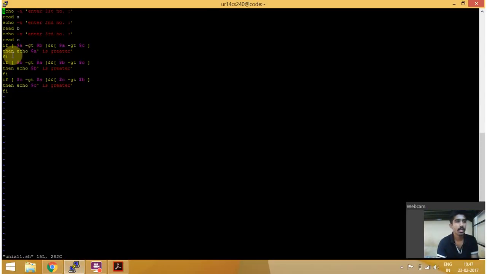So this is the code. First of all, we enter the first number, and it will be stored in A. Similarly, the second number will be stored in B, and the third number in C. If $A is greater than $B and $A is greater than $C, then it will print that $A is the greatest.